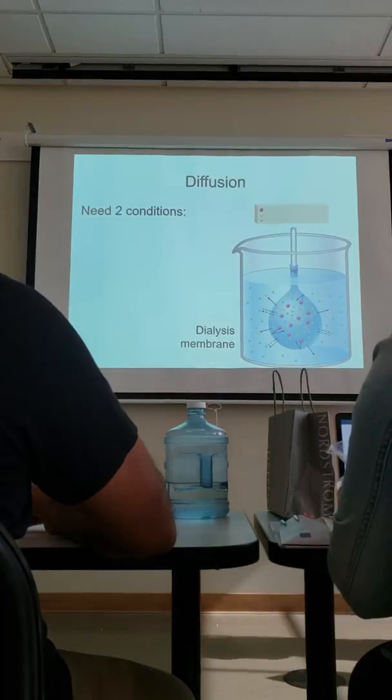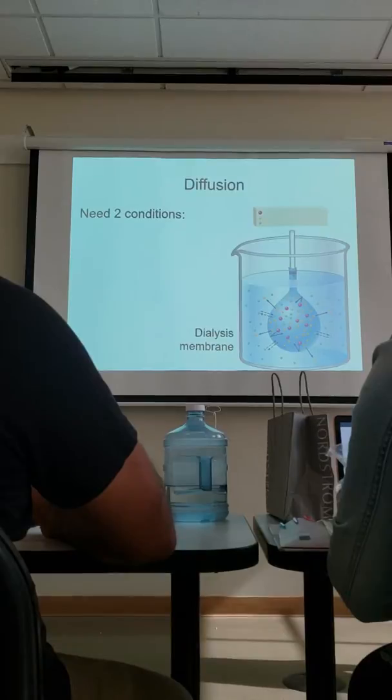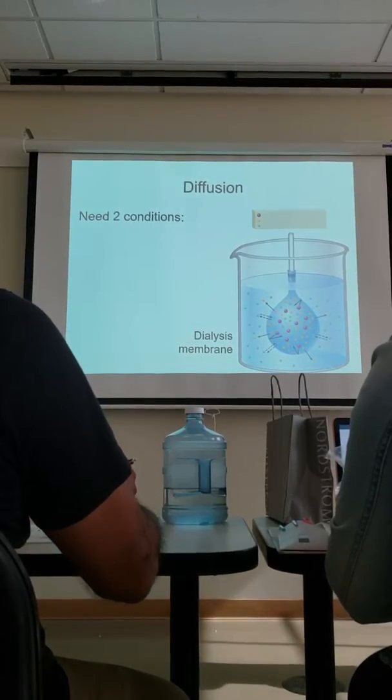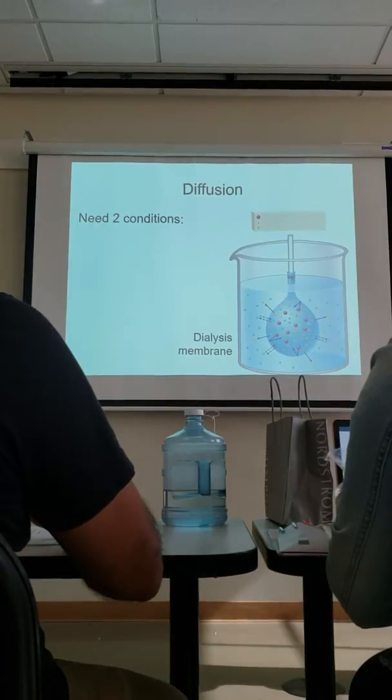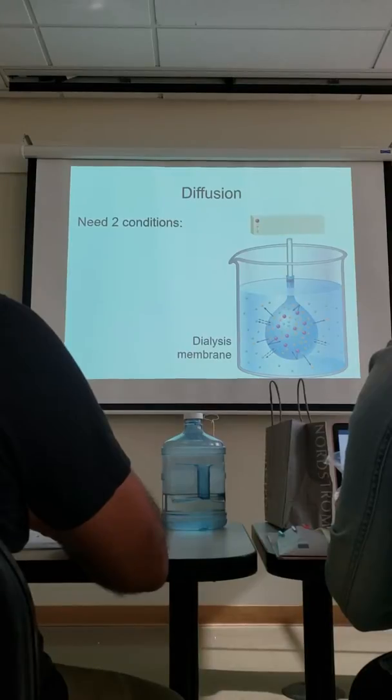Do you recall there are two things you need to double check to make sure diffusion will occur? What are the two conditions you absolutely need for diffusion to occur? One, concentration gradient. You have to see a high and a low. And what was the second thing?